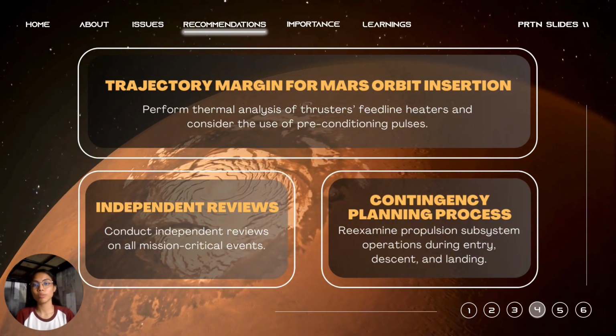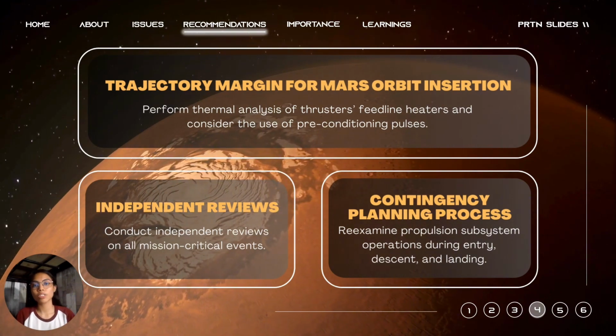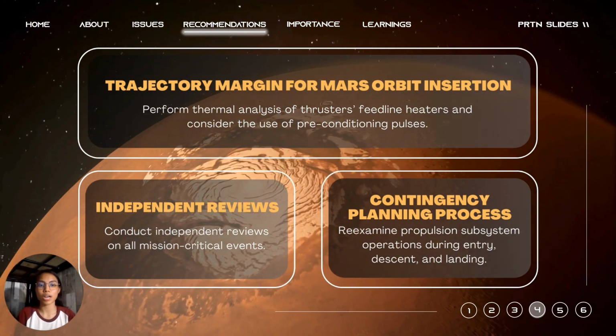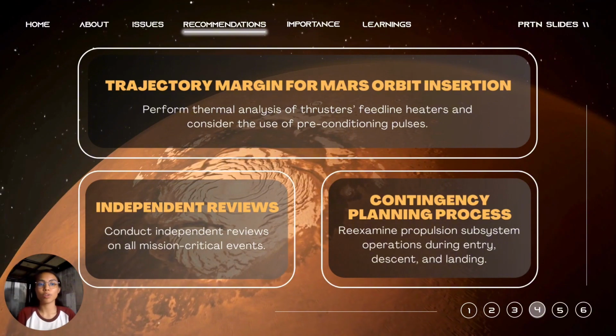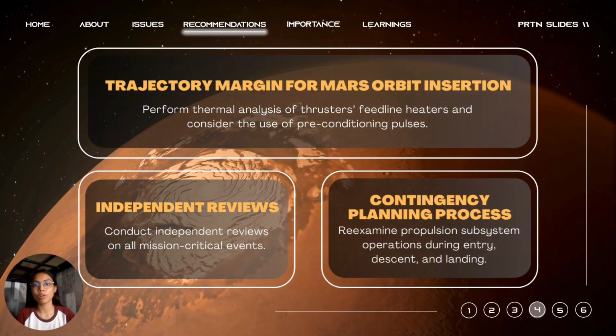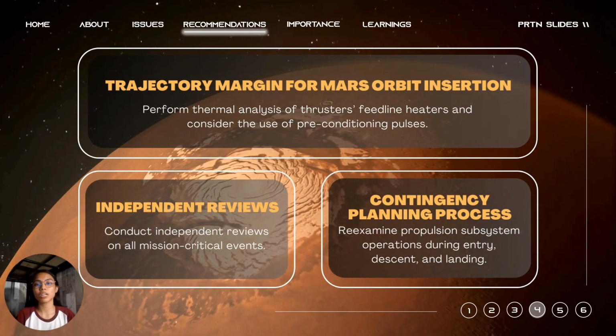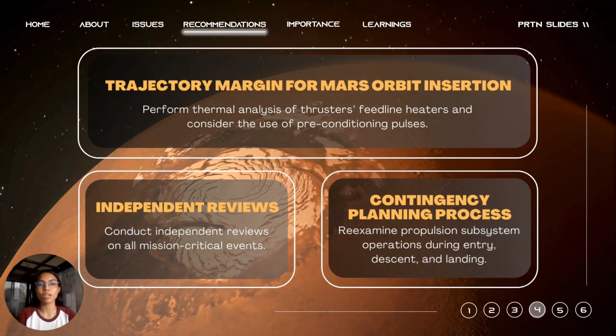Independent reviews. Conduct independent reviews on all mission-critical events. Ensure operation navigation discipline presence at major reviews. Involve subsystem specialists and implement a formal peer review process for mission-critical events, particularly critical navigation events.